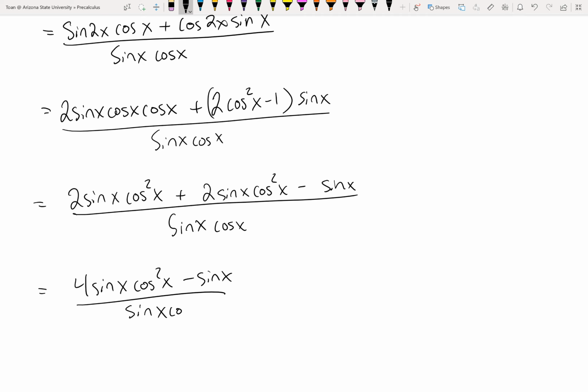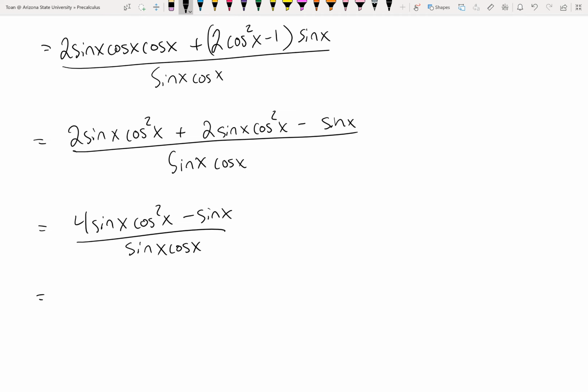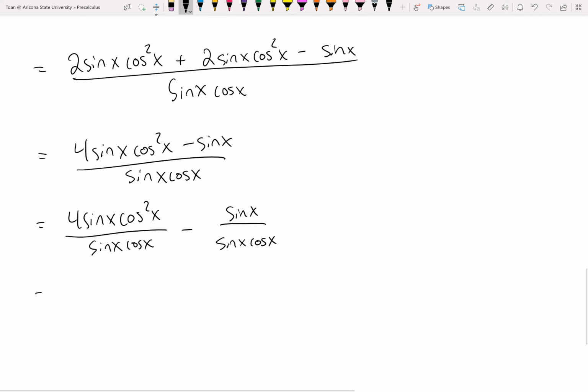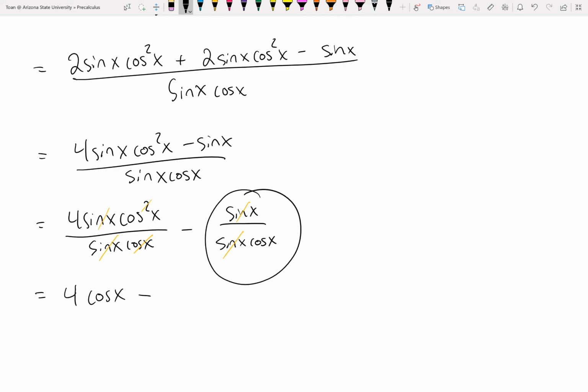Since I now have the 4 that I want, I think it's going to be safe to split apart the fraction, because I know eventually I want 2 separate pieces. And I believe if we played our cards right, that should take us to it. Because here a sine will cancel, one of the cosines will cancel, the sines will cancel, and we're left with 4 cosine of x minus, and what we're left with here is 1 over cosine, which is secant, which is precisely the right-hand side. Right.